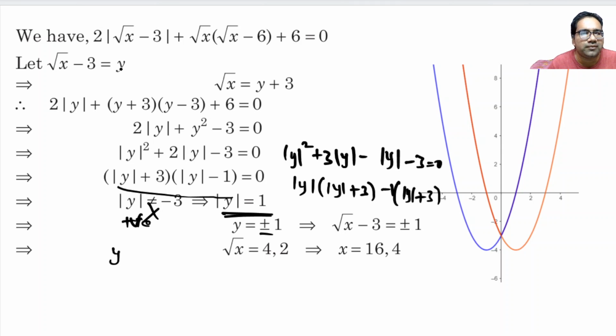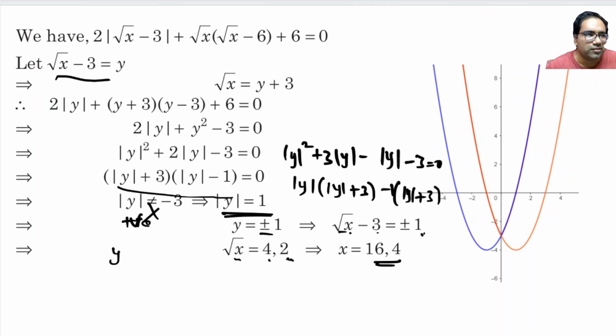But what is our y? Y is our root x minus 3. So root x minus 3 can be either plus or minus 1. What does that mean? Root x can be 3 plus 1, 4, or 3 minus 1, 2. Root x is 4 or 2. What does that mean? X equals 4 square or 2 square, which is 16 or 4. Okay, very good. So x equals 16 or 4.